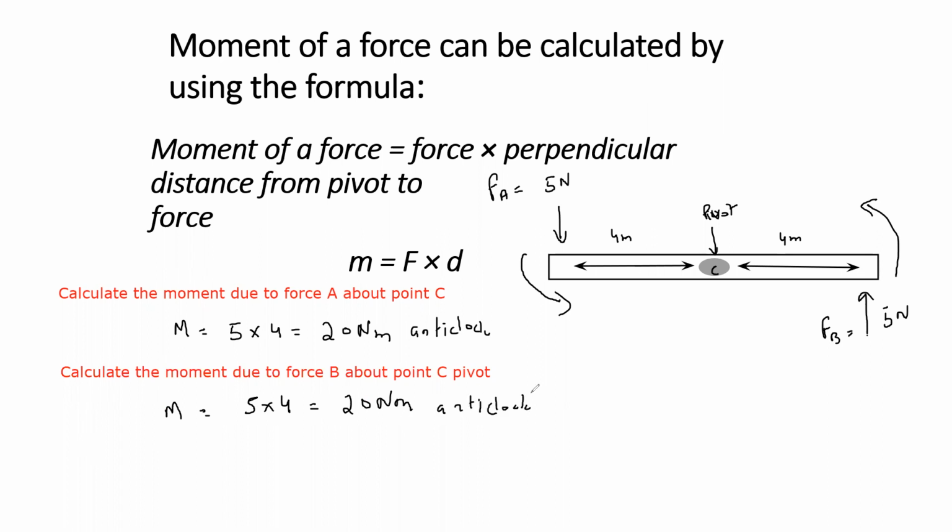Is it clear, the first two parts? At first we calculated the moment due to force A, then we calculated the moment due to force B. Now the third part, calculate the resultant moment.